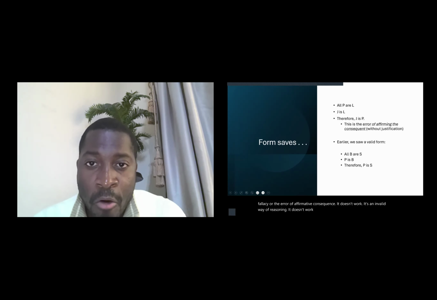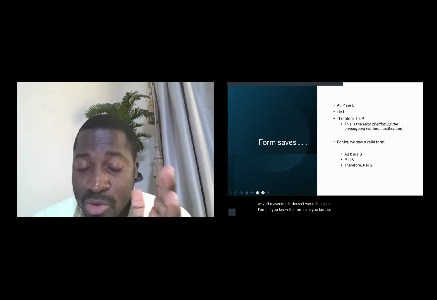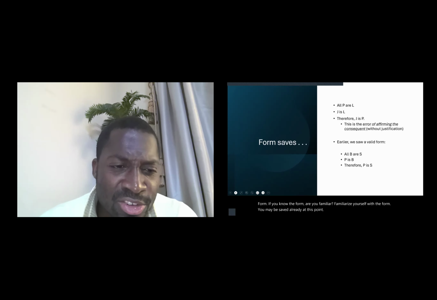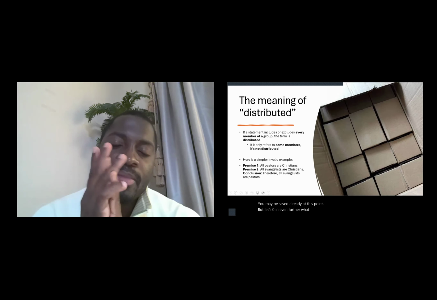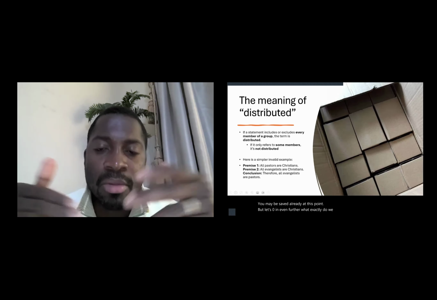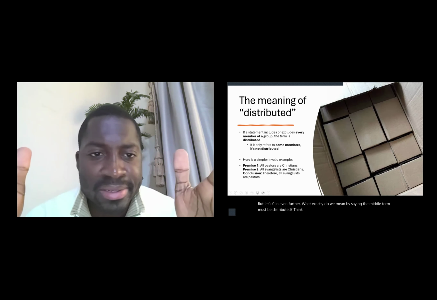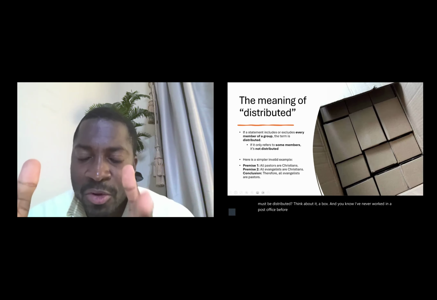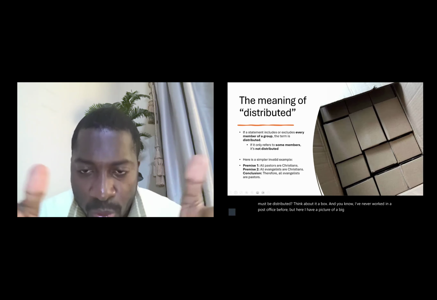So again, form. If you know the form and you familiarize yourself with the form, you may be saved already at this point. But let's zero in even further. What exactly do we mean by saying the middle term must be distributed? Think about a box. I've never walked into a post office before, but here I have a picture of a big box that consists of smaller boxes.